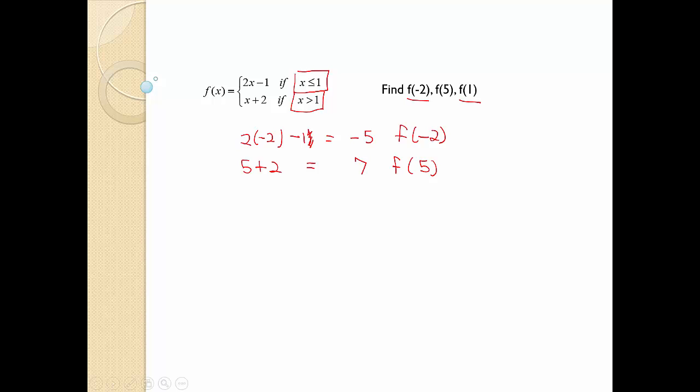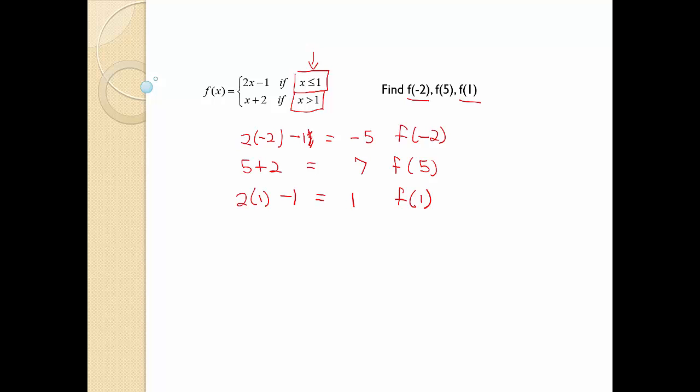What about f of 1? Well, f of 1 is right on the dividing line, right? But here's the or equal to, so the 1 falls in this one. So we do 2 times 1 minus 1 equals 1. There is f of 1.